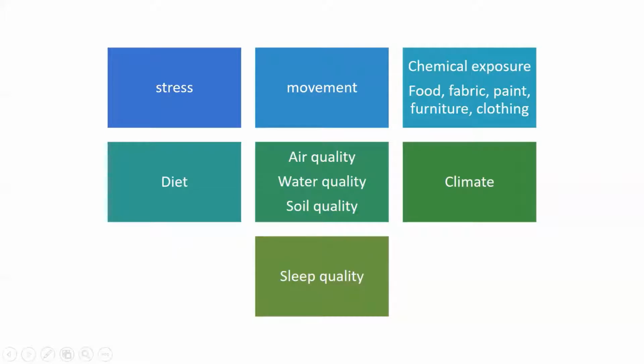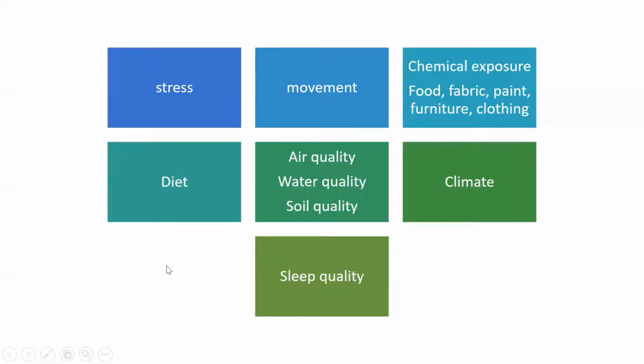So we have to control our stress. We have to move as much as we can. We have to control our chemical exposure in food, fabric, paint, furniture, and clothing. We also have to make sure that we're eating a healthy diet that's free from GMOs and pesticides, and is organic. We are impacted by air quality, water quality, and soil quality. We are impacted by climate, and we are also impacted by our sleep quality.